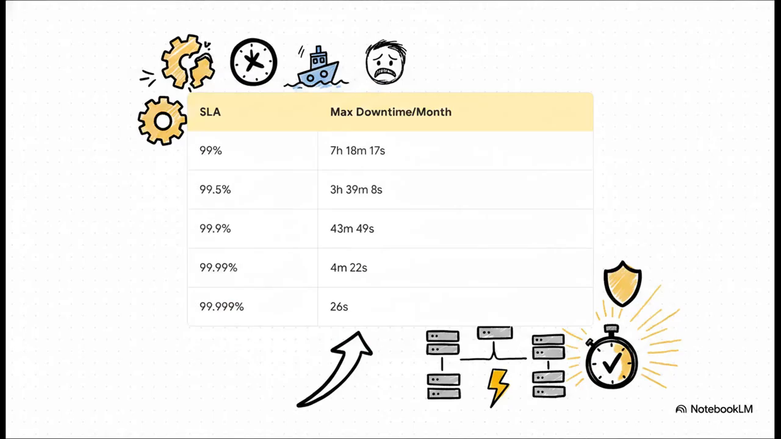Now, when you translate these percentages into actual time, the math becomes intensely real. I mean, when we say 99% uptime, that sounds pretty great in a casual conversation, right? But a 99% SLA actually allows for over 7 hours of downtime every single month. So ask yourself, could your business survive being completely offline for a full workday? Probably not. Notice how investing in an architecture that achieves a 99.999% SLA, which is often called 5 nines, leaves you with a mere 26 seconds of allowable downtime per month. That right there is the absolute gold standard for mission-critical applications.